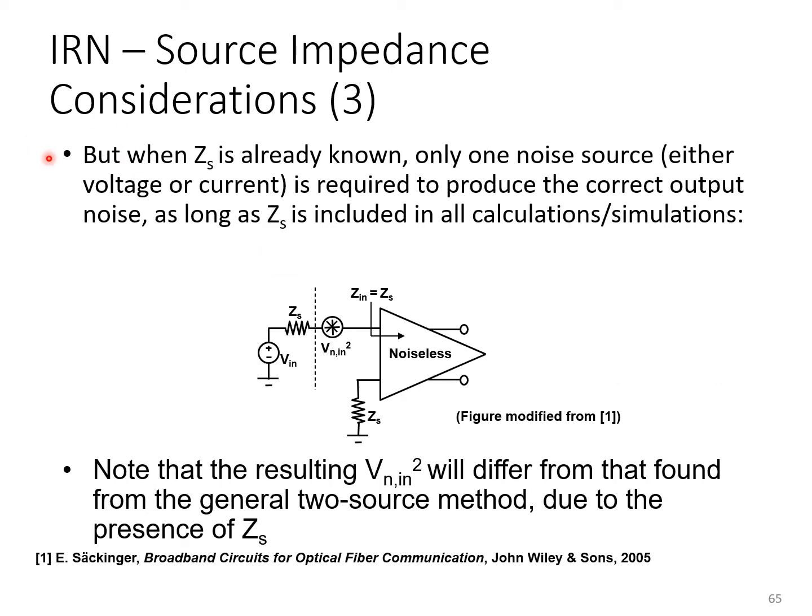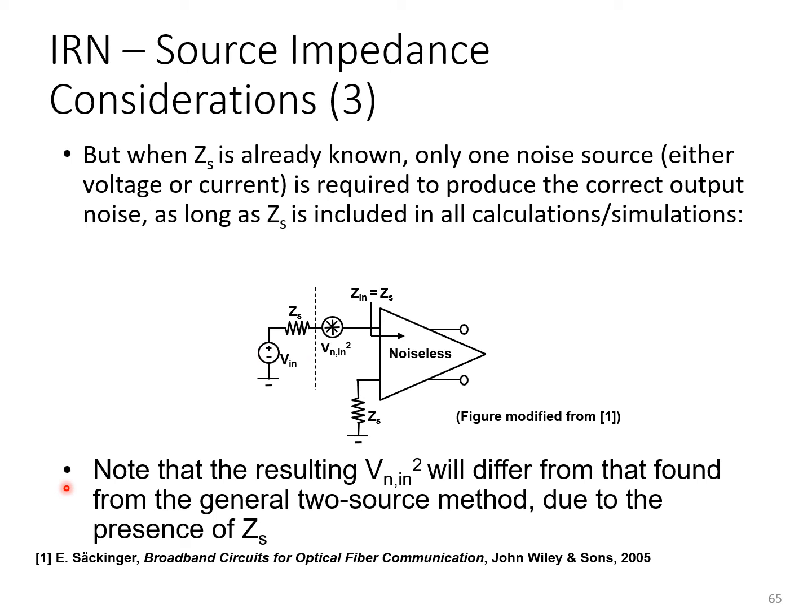But when ZS is already known, then only one noise source, in fact either a voltage or current noise input-referred noise source, is required to produce the correct output noise, as long as you include that source impedance ZS in all the calculations or simulations you perform in finding the input-referred noise source. So essentially, one input-referred noise source is enough for one particular source impedance ZS. It's when you go and change ZS that the single input-referred noise source may not be right anymore.